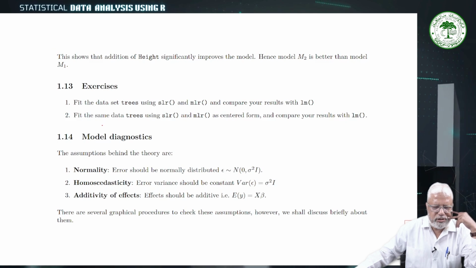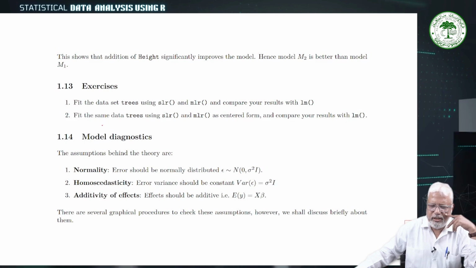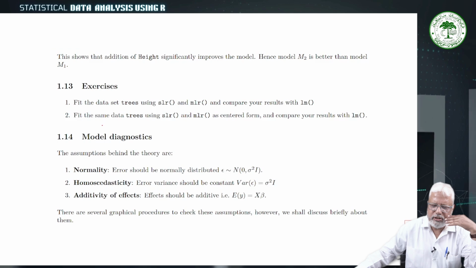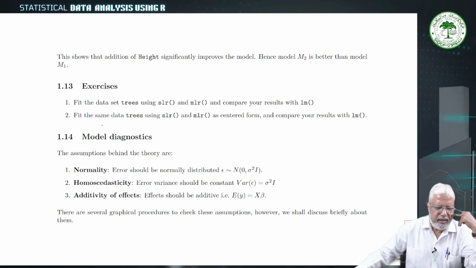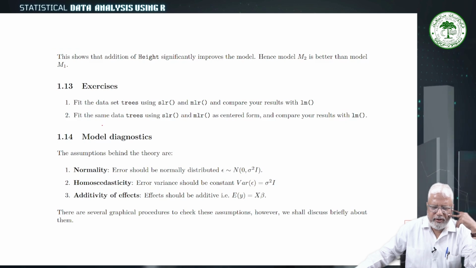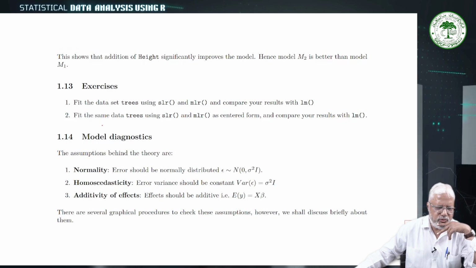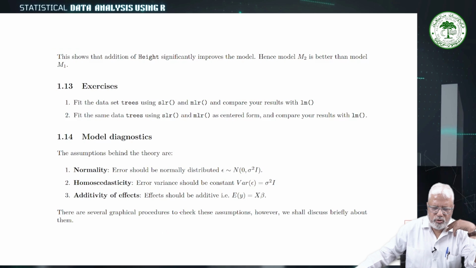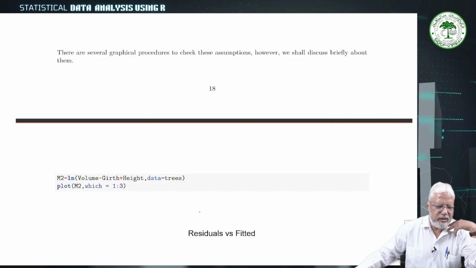Homoscedasticity: the error variance should be constant, that is, variance of epsilon is equal to sigma square I, so all the diagonal elements will be sigma square and they are the same. That is known as homogeneity of variance. Additivity of effects: effects should be additive. So here the expected value of y is equal to X beta. There are several graphical procedures to check these assumptions, however, we shall discuss briefly about them.